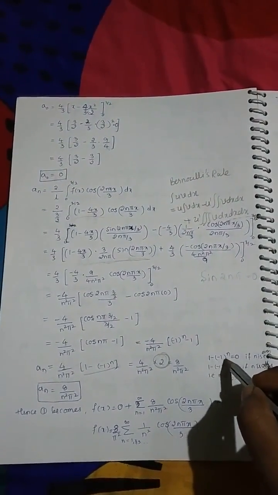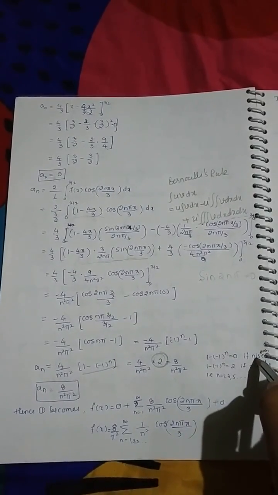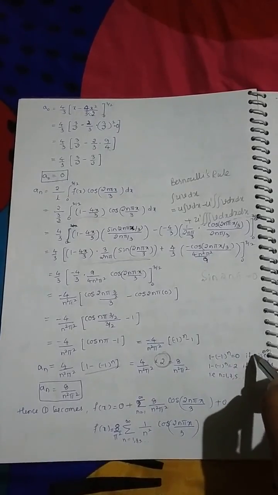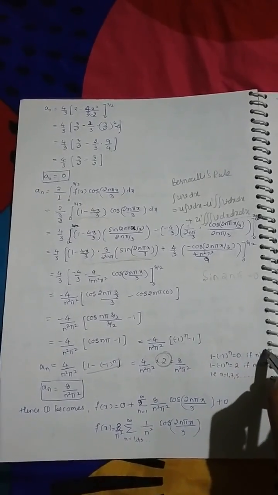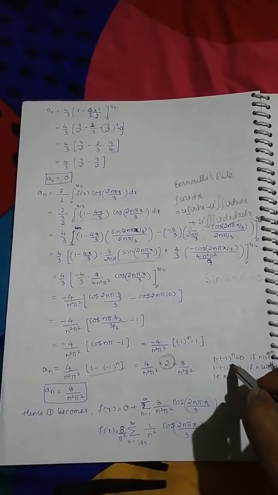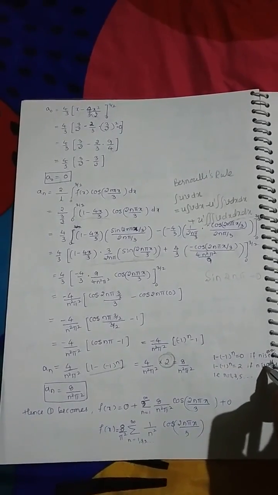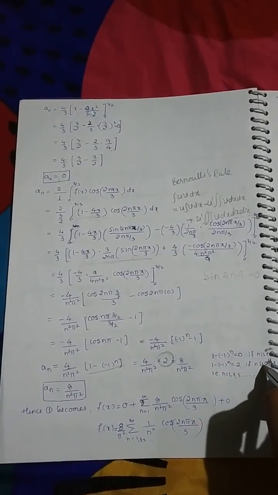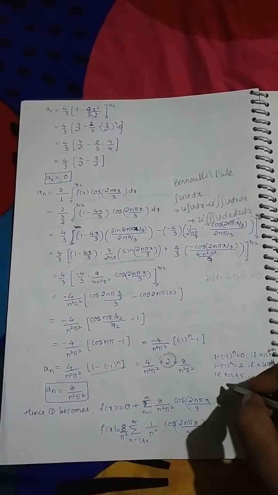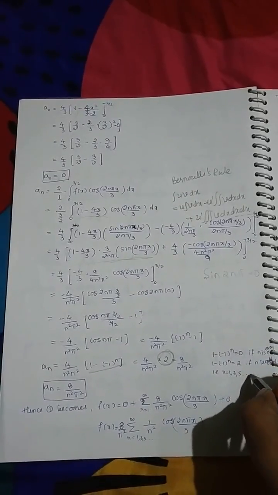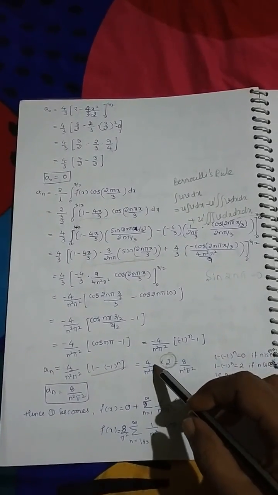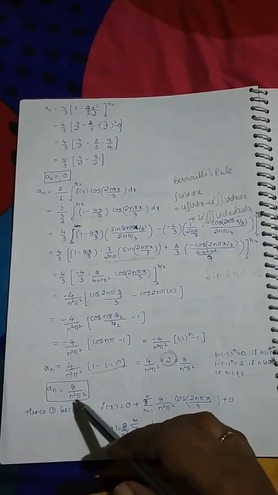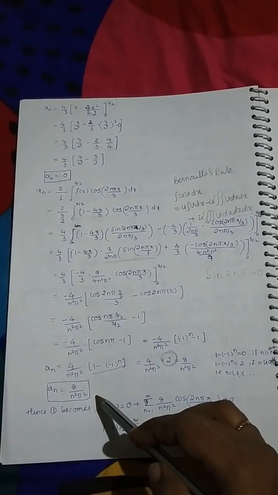1 minus (-1)^n is equal to 0 if n is even. 1 minus (-1)^n is equal to 2 if n is odd. Now taking n equals 1, 3, 5 and so on, 4 upon n²π² into 2 is equal to 8 upon n²π². So aₙ is equal to 8 upon n²π².